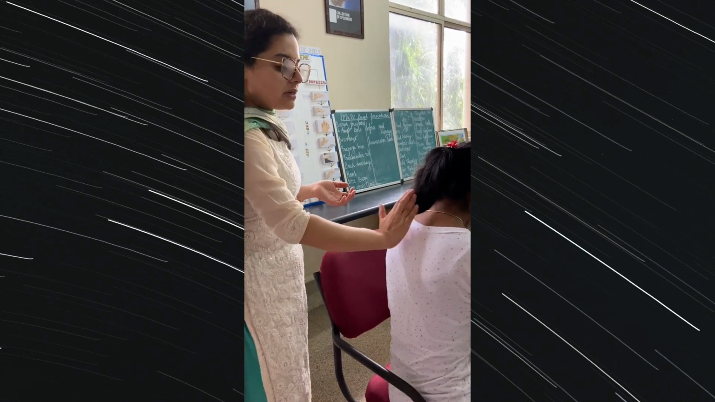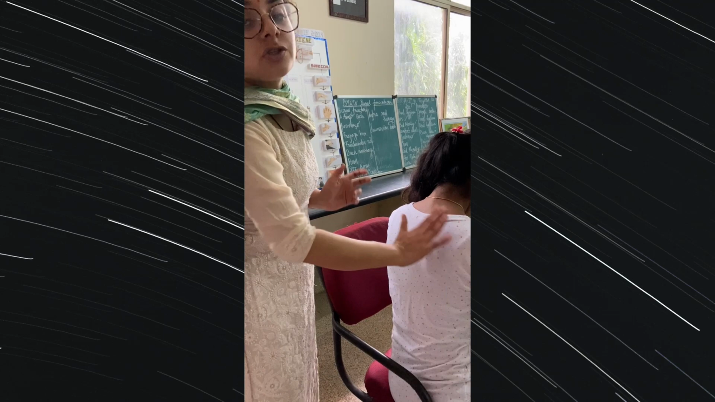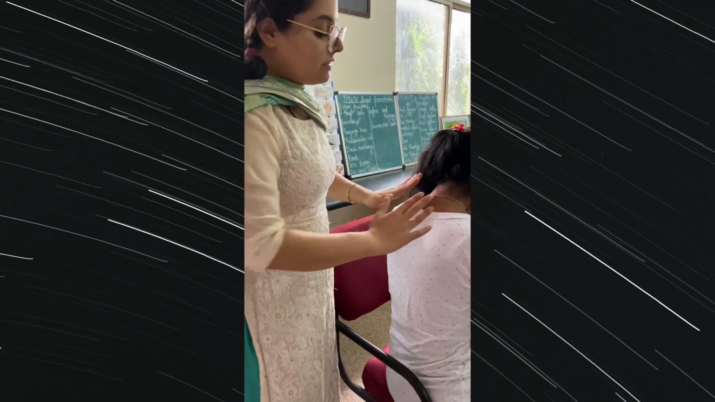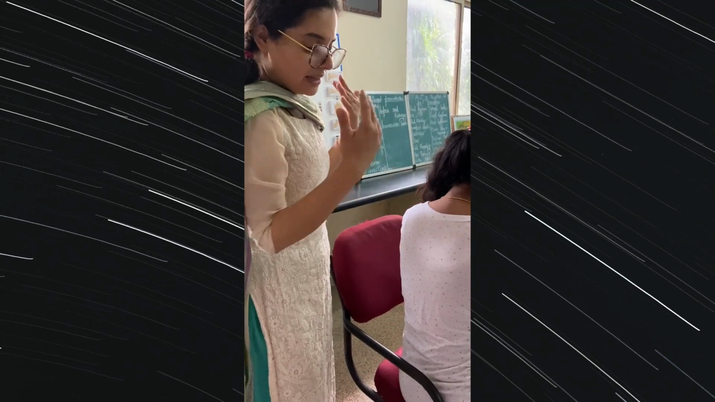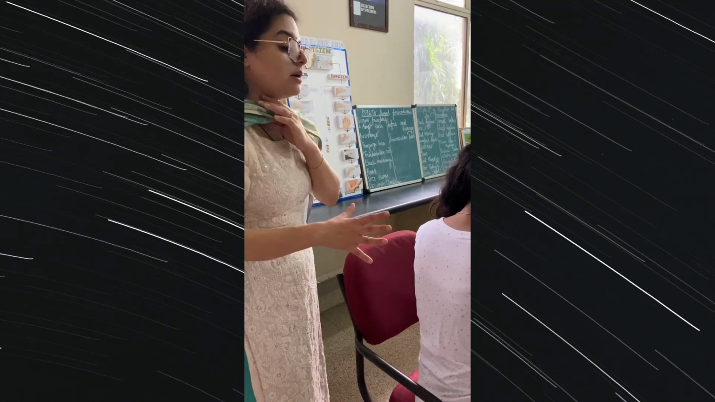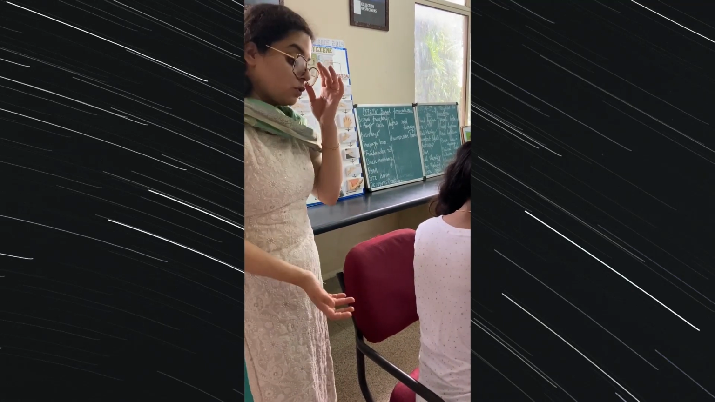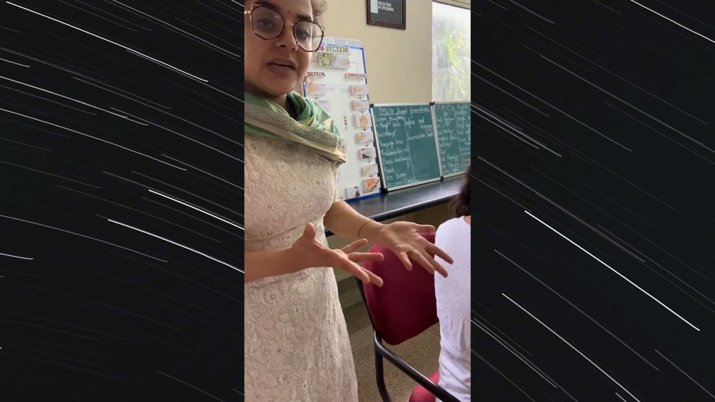fremitus also. What is tactile or vocal fremitus? Tactile means I am going to touch the patient and tell the patient to say something. Then I will feel the vibrations on the patient, whether the vibrations coming from the vocal cord are spreading all over the thorax or somewhere they are not. Why? Because if there is some obstruction or excess fluid accumulated, there will be some vibrations which will not be distributed in the part of the lungs.